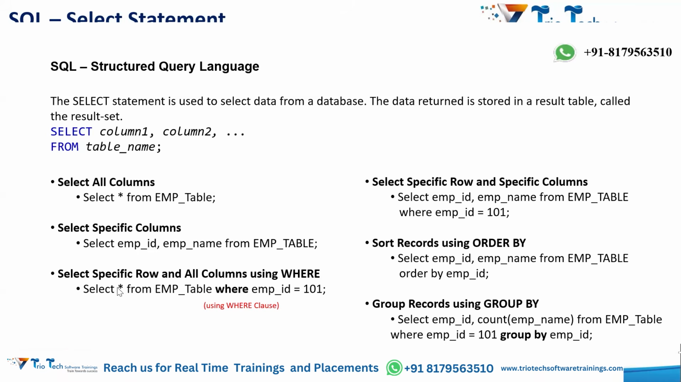In case we want to get all the columns but only the data of one employee, how will you do it? Using a where clause. This is the statement: select star from this table where employee id equals 101. In case we want specific columns and specific rows only, then we club them. Instead of star, we put the different columns that we are looking for.